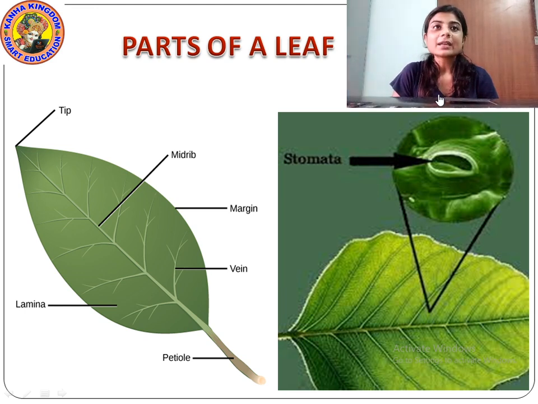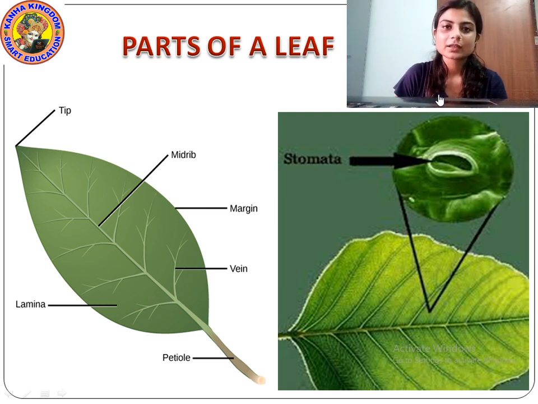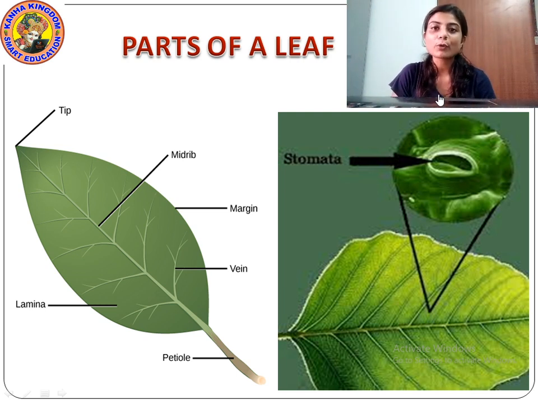Then the pointed part of the leaf is called the tip of the leaf. And the lining of the leaf is called the margin of the leaf. And these are the stomatal pores present in the leaf, by which the exchange of gases takes place.